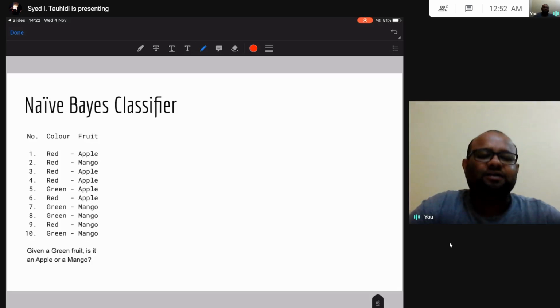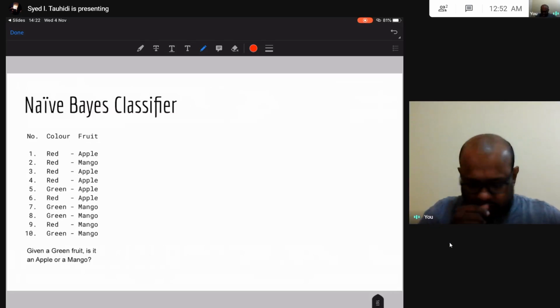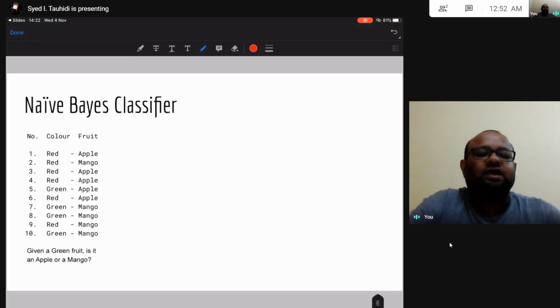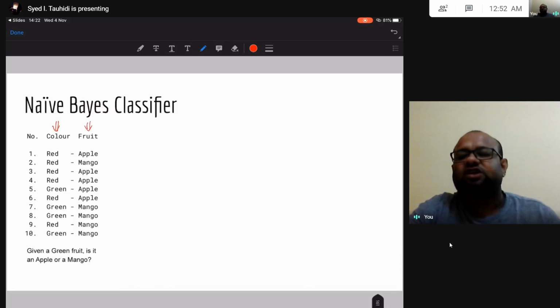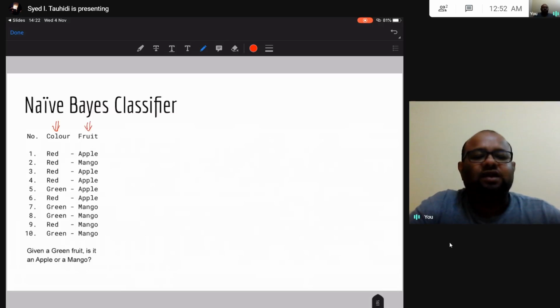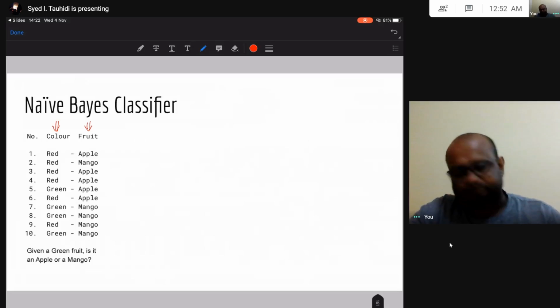This is the data set. Ultimately in machine learning we are going to do everything on the data set, and this is the data set that we have. What are the features in this data set? I have only one feature, what is the color. And I have only one target, and that is the fruit. So given the color of a fruit, I have to tell what the fruit is. Is it an apple or is it a mango?